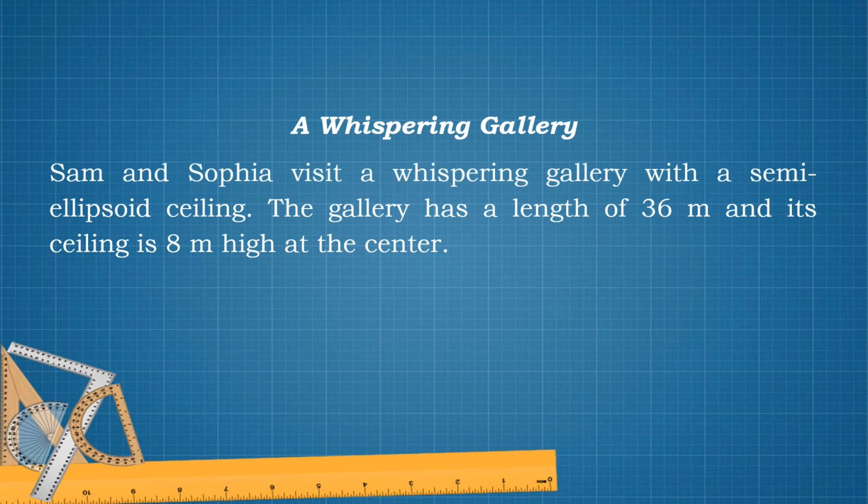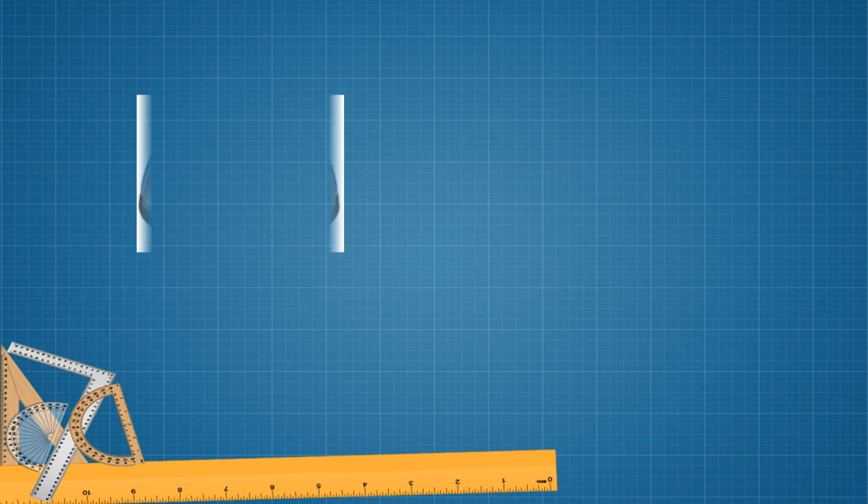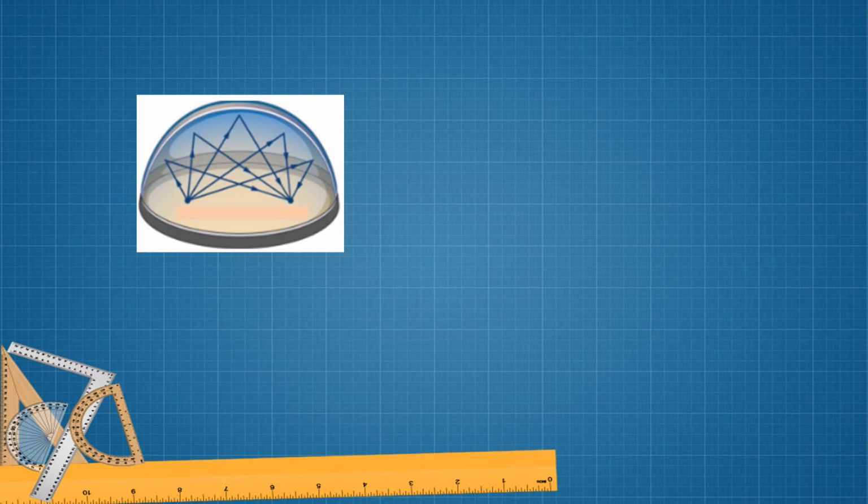But before that, let me introduce first a problem. Sam and Sophia visit a whispering gallery with a semi-ellipsoid ceiling. The gallery has a length of 36 meters and its ceiling is 8 meters high at the center. Now, where should they stand so they could hear each one's whisper? So that's the question. Where should they stand so they could hear each one's whisper? So this is the illustration. This is the whispering gallery.